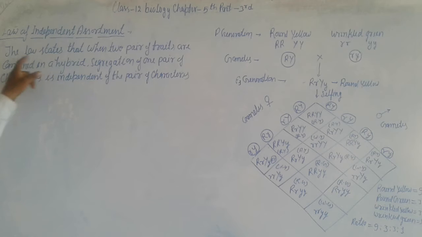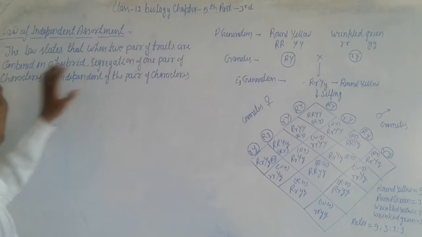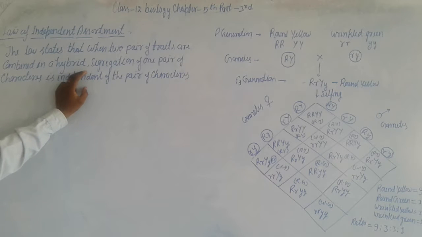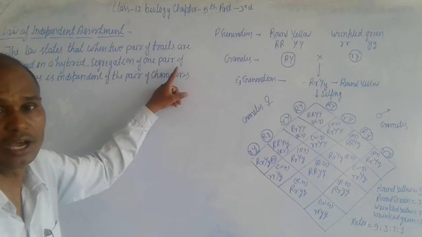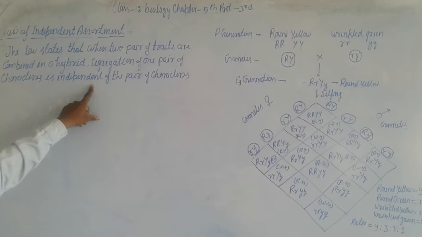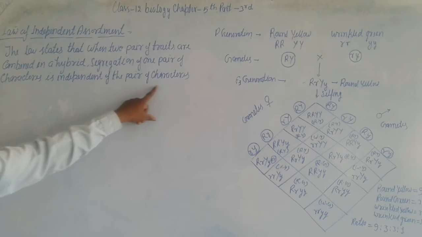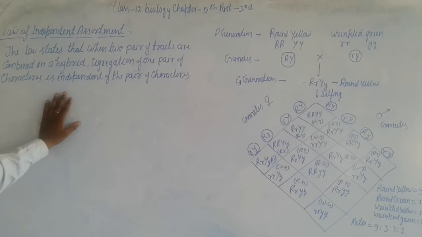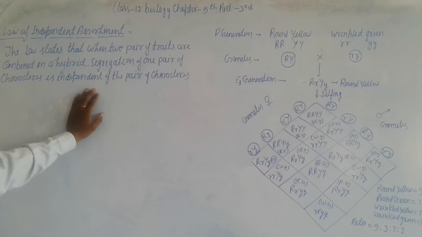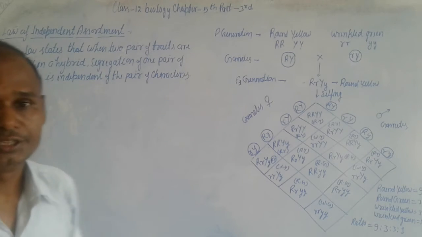The law states that when two pairs of traits are combined in a hybrid cross, the segregation of one pair of characters is independent of the other pair of characters. This law is the law of independent assortment.